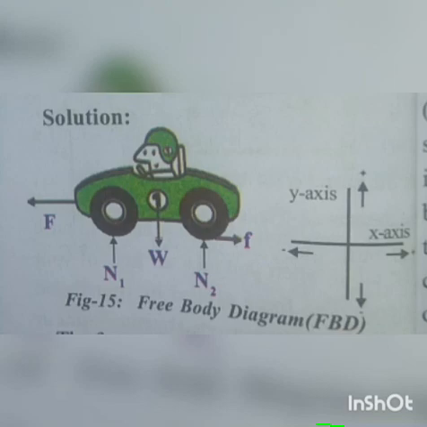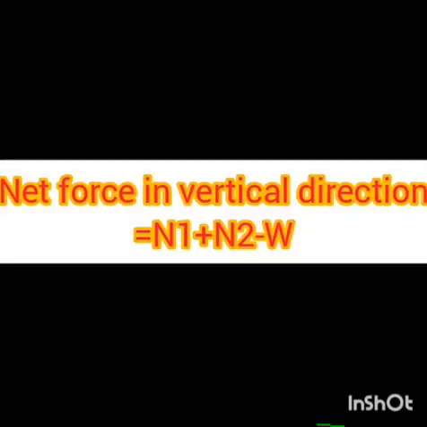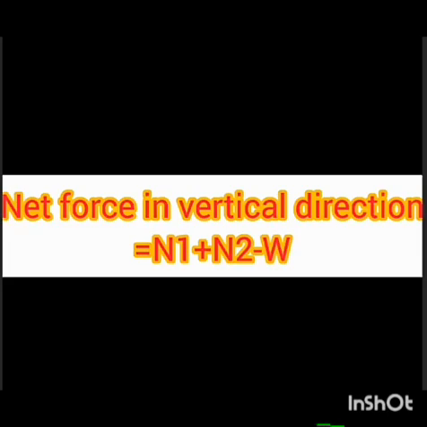So the net force on the car in the vertical direction equals N1 plus N2 minus W, because here the gravitational force, that means the weight of the car, and the normal force work on the car in the same straight line, and these are in opposite directions. So we have to subtract one force from the other force.